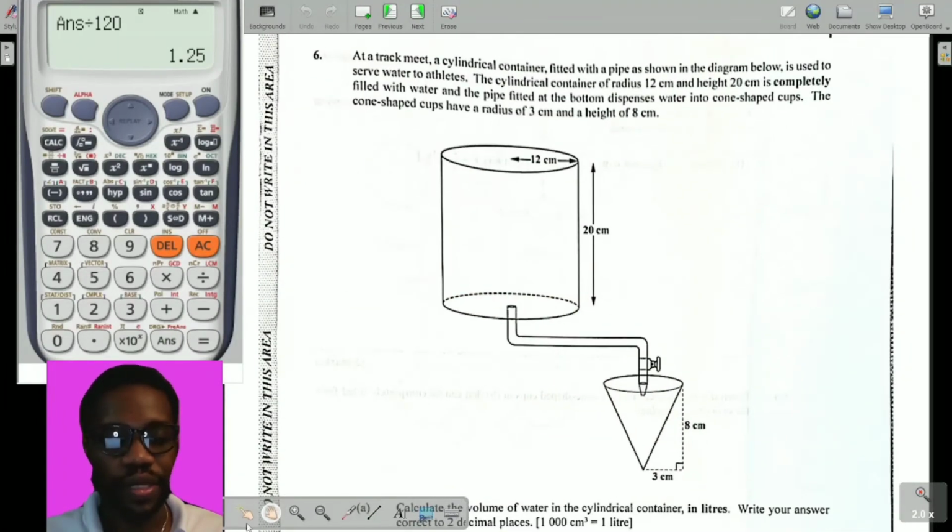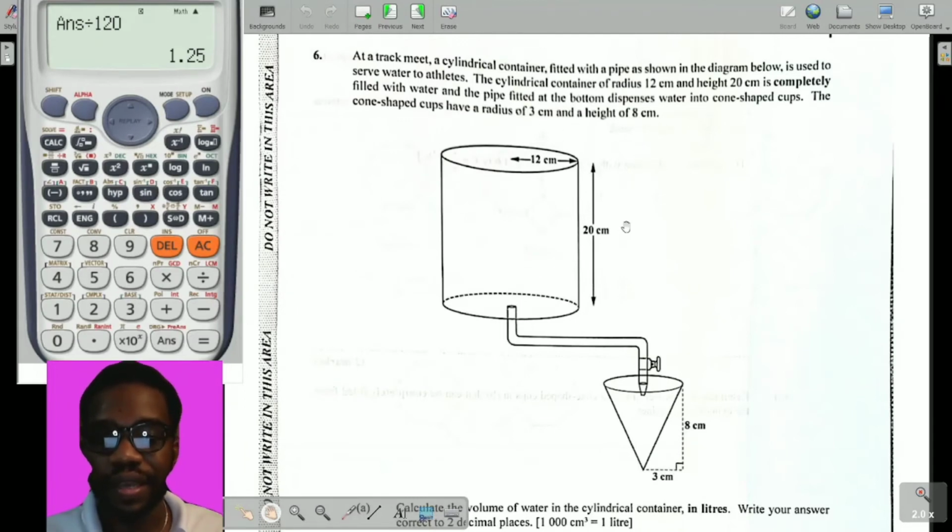Question 6. Here we go. At a track meet, a cylindrical container fitted with pipe as shown in the diagram below is used to serve water to athletes. The cylindrical container of radius 12 cm and height 20 cm is completely filled with water, so it's filled. And the pipe fitted at the bottom dispenses water into a cone-shaped cup. The cone-shaped cups have a radius of 3 cm and a height of 8 cm.